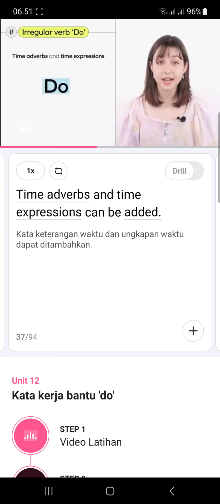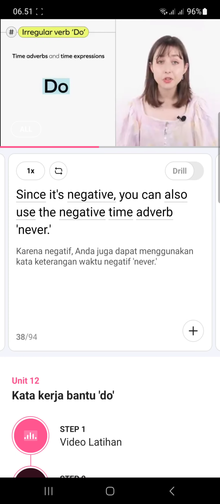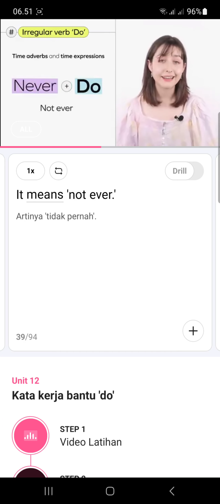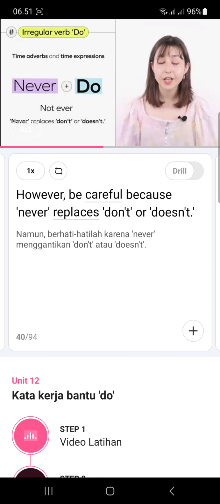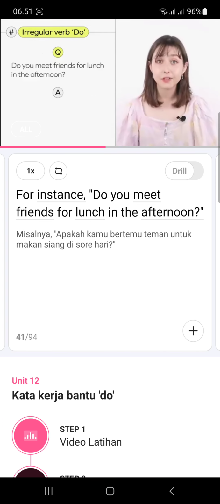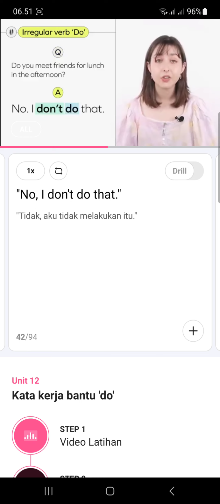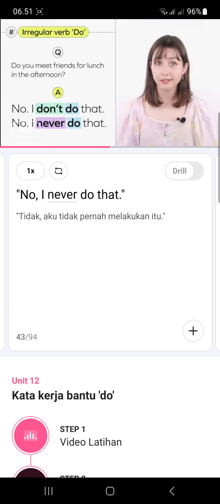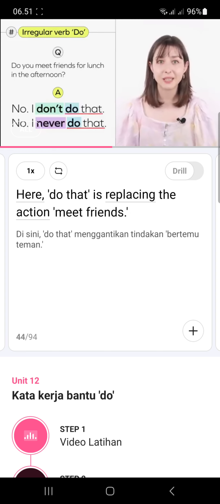Time adverbs and time expressions can be added. Since it's negative, you can also use the negative time adverb never. It means not ever. However, be careful because never replaces don't or doesn't. For instance, do you meet friends for lunch in the afternoon? No, I don't do that. No, I never do that. Here, do that is replacing the action meet friends.